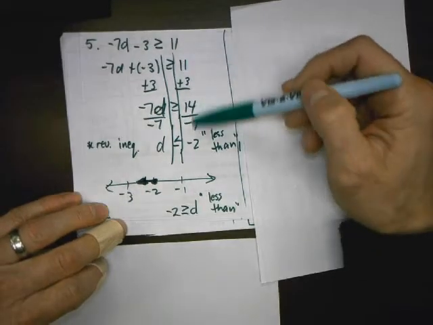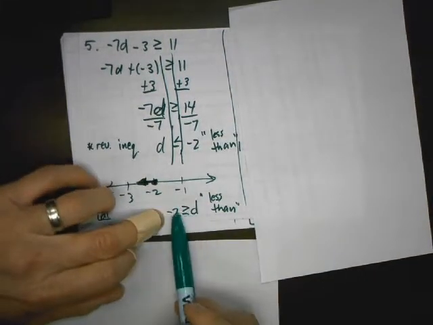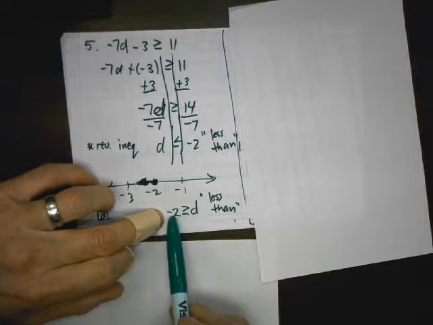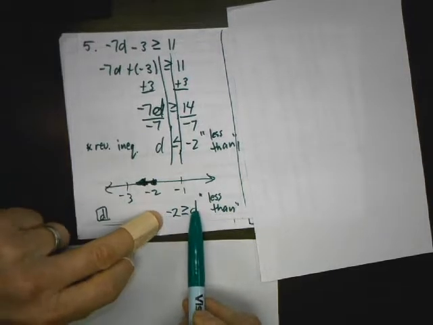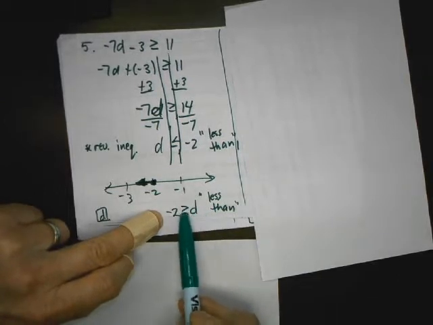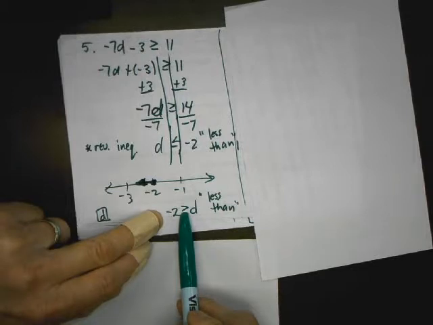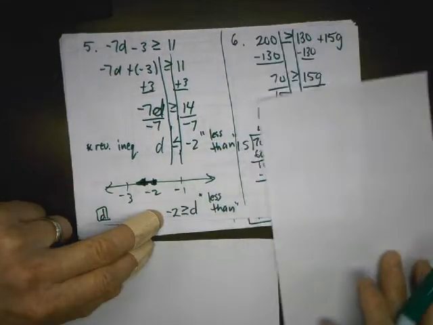Now, sometimes the variable's on the right side. So this solution is the same as this solution here too. And even though this reads negative 2 is greater than or equal to d, if I were to say the letter first, d is less than or equal to negative 2, that would still be closed dot, arrow to the left. Okay, so if the arrow's away from the letter, it's going to be arrow to the left.